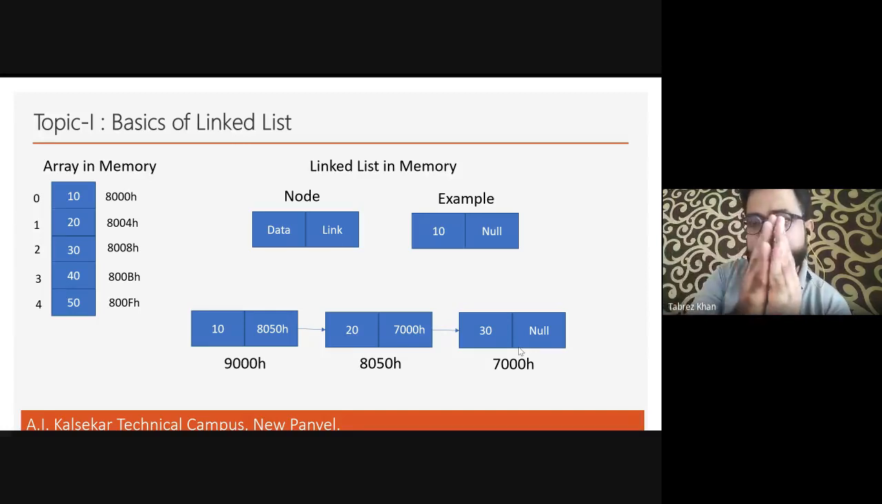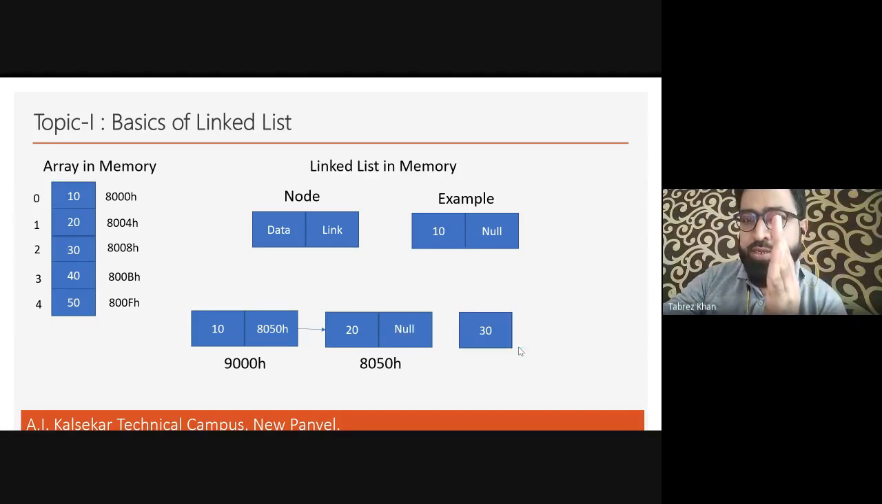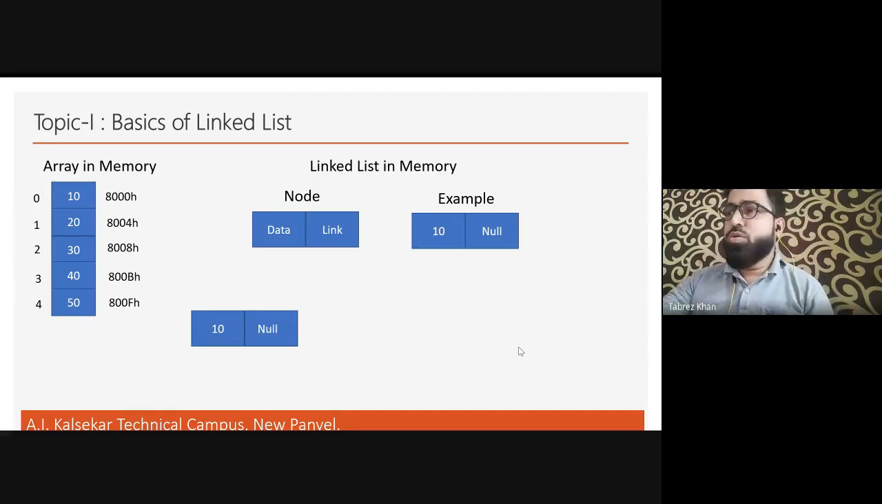I take the things back. I want to explain the concepts again. So this is our first node. Our first node has been created. The data part is 10. The link part is null. And the first node is present at 9000H.